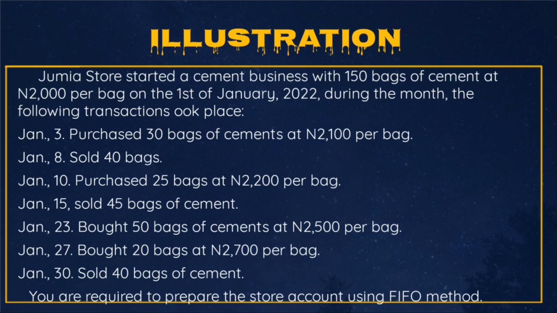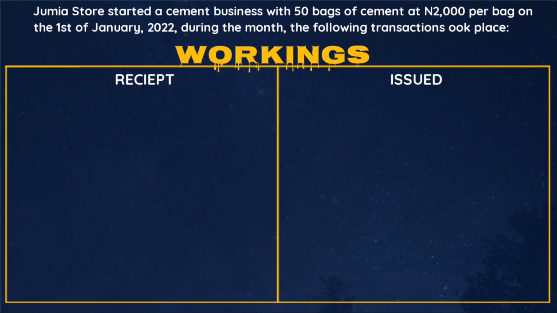The first thing is that we have to work them out one after the other. So let's have our workings. I've divided my working sheet into two: the receipt side and the issue side, which means any item that has to do with receipt will be worked under the receipt side.